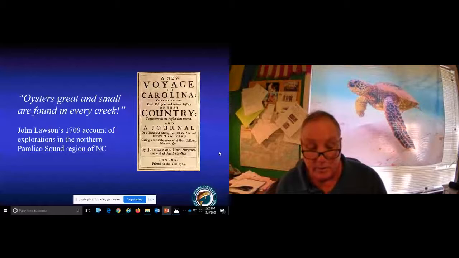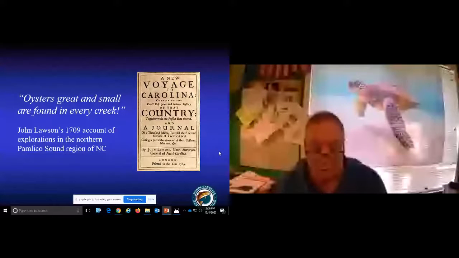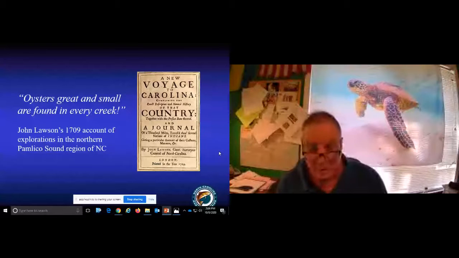In one of the entries in that journal, he made a point of writing that in the area that he was in, they found oysters great and small in every creek where they looked. So even then, people were paying attention to shellfish and to oysters, and he made special note of that when he was in those areas.